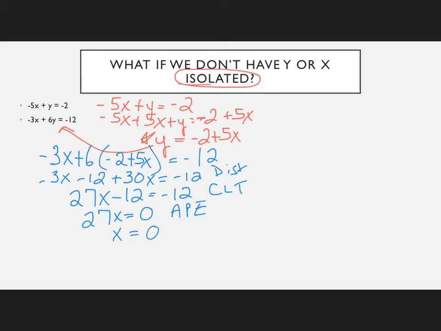Well, that is a possibility. We can have a point where x equals 0. That just means that we're going to end up on our y-axis, which is fine. Now that I have my x value, I'm going to put it back into my original equation up here to find my y value. I can put x equals 0. So I have negative 5 times 0 plus y equals negative 2. Negative 5 times 0 goes away, so I have y equals negative 2.